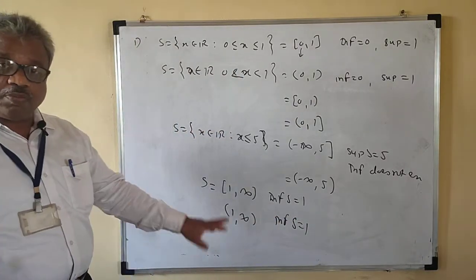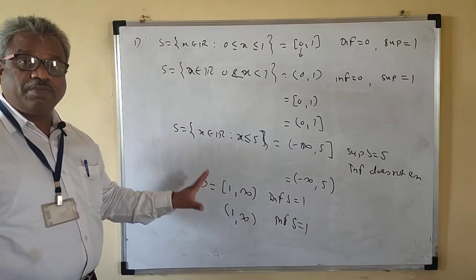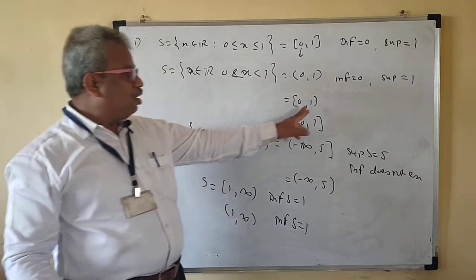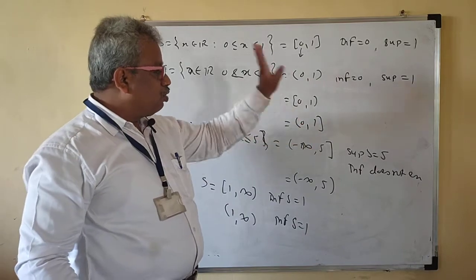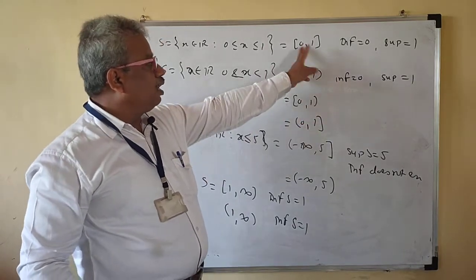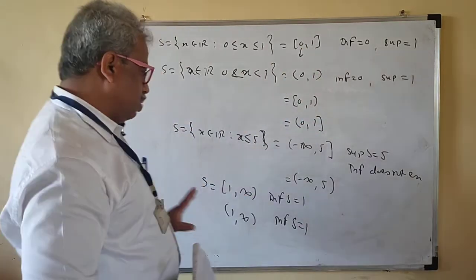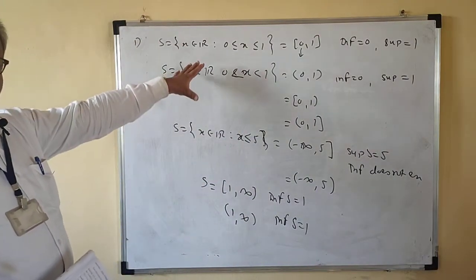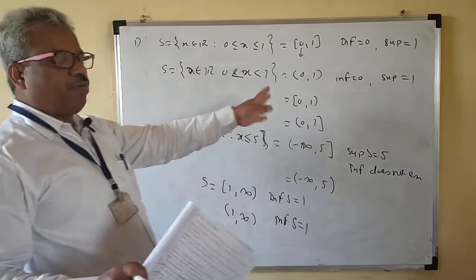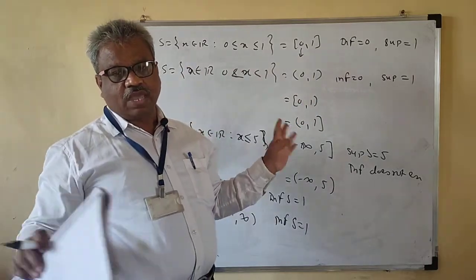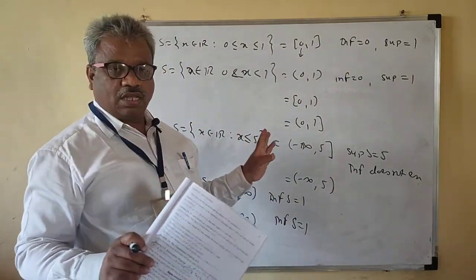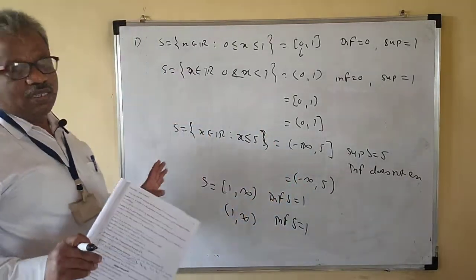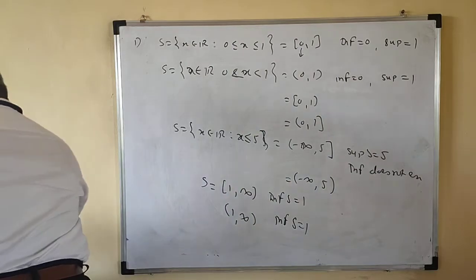Note that the supremum and infimum may or may not be a member of the set. Here 1 is not a member and 0 is not a member, but here both are members. For the intervals, I hope you understand. For those sets where we have a supremum and infimum, that set is bounded. If the supremum or infimum both do not exist, that means the set is not a bounded set.